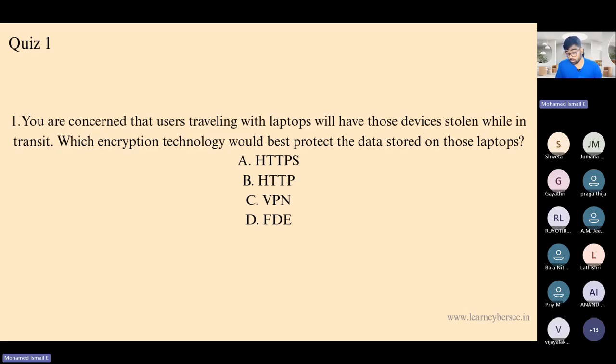All right, so here the question is talking about a laptop. The laptop has a hard drive, that is a storage medium. Now this storage medium might have a hard disk, right? The hard disk basically falls under the data at rest area. So in data at rest, how can we protect it? We can't use HTTPS. HTTPS is for the browser. HTTP is plain text. VPN is for the network, the entire network protection. So FDE stands for full disk encryption, right? So option D is the right answer.